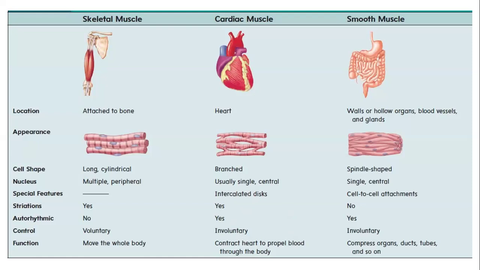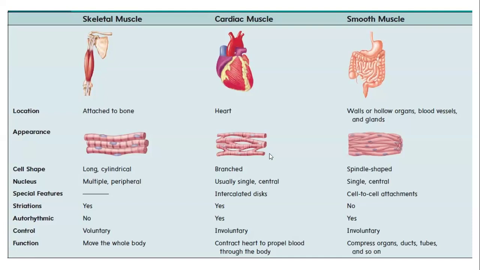Then when we consider the smooth muscles, the location is the walls of hollow organs, blood vessels and glands. You can see the shape, spindle-shaped cells are there. When we consider the nucleus, one single central nucleus is there. Here there are cell-to-cell attachments. There are no striations, but cells are autorhythmic. Control is involuntary and the function is to compress organs, ducts, tubes, and so on.